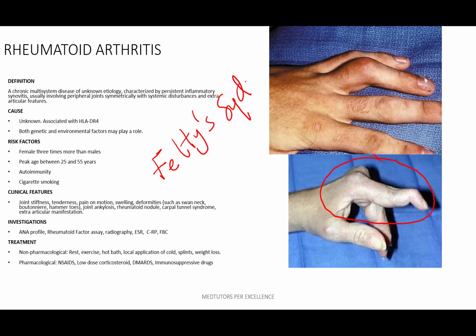So don't forget, if you see rheumatoid arthritis, always remember number one, it is an autoimmune disease. Number two, it is 3 times commoner in females than males. Number three, it is common in patients with cigarette smoking. The deformity is symmetrical, affecting joints symmetrically, and they have the swan neck deformity. And they also have extra-articular manifestations of the disease. Investigations, we mentioned them.